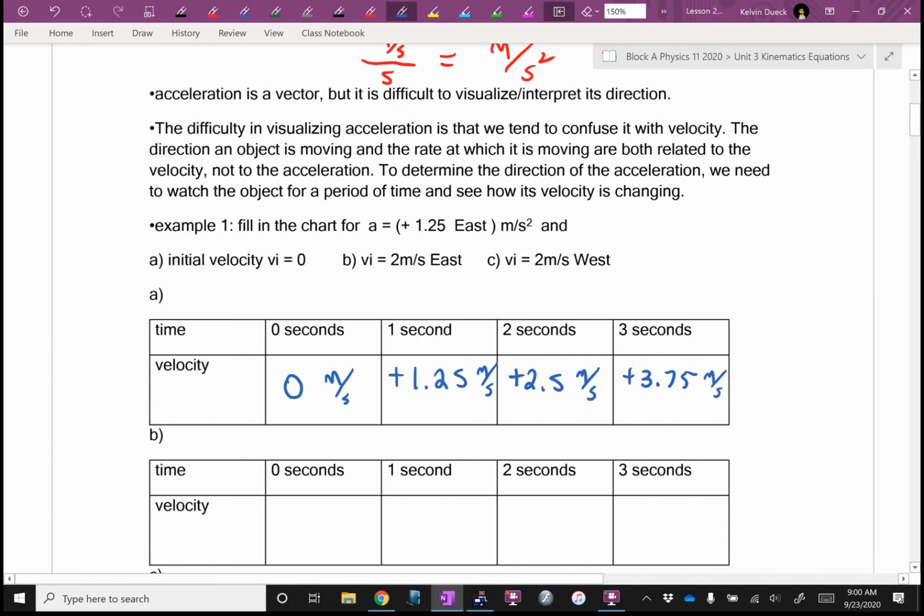what if I want to know how fast we're going after 100 seconds? Do I need to calculate the previous 99? I hope not. File that away. Let's make it a little more interesting. Camille, in part B, I'm going to be going 2 meters per second. So I'm going to start out at positive 2 meters per second.